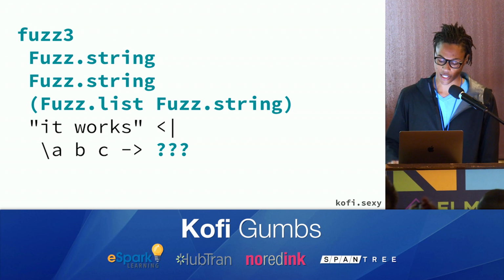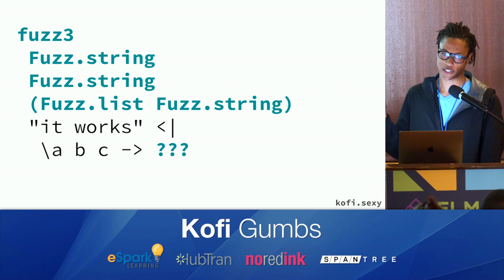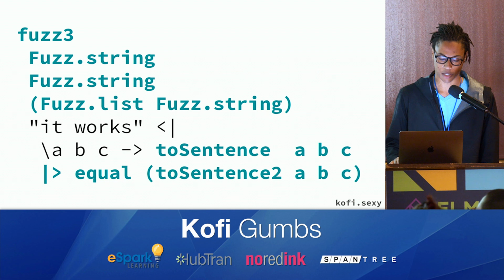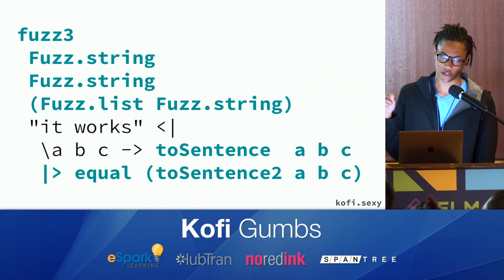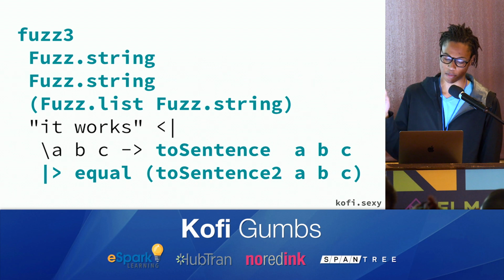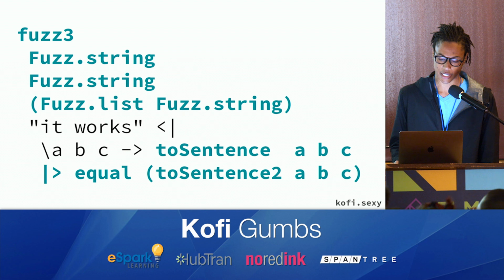But luckily, we don't need any of that right now, because all I want to do is make sure that the function that I just wrote works the same as the function that was there before. So what I'm going to do is implement my function as toSentence2, and then call toSentence originally with A, B, and C, and make sure that for every time I call it, the outputs are exactly the same.